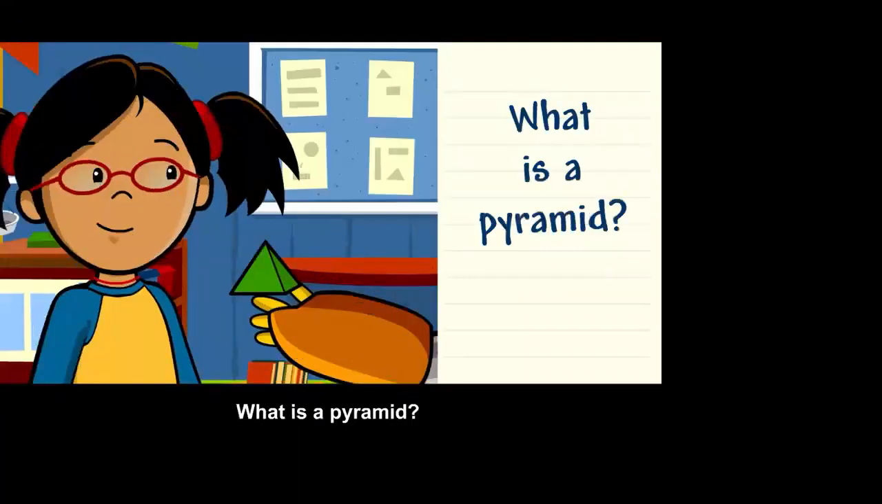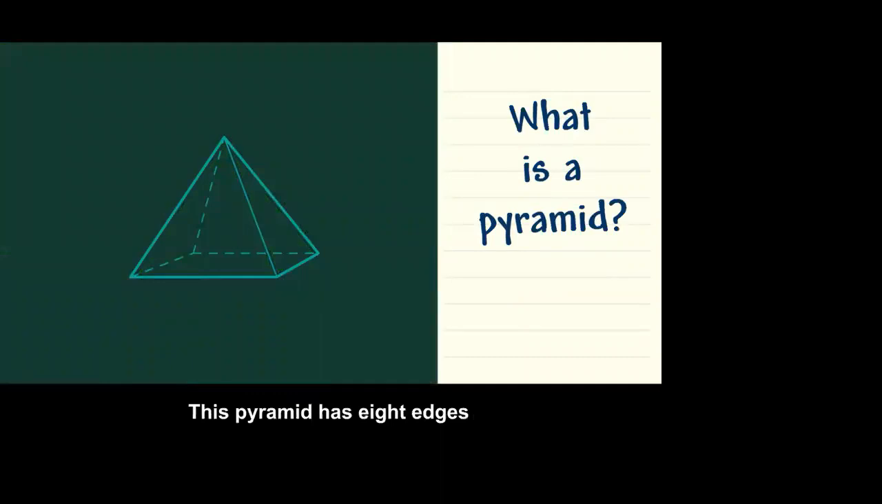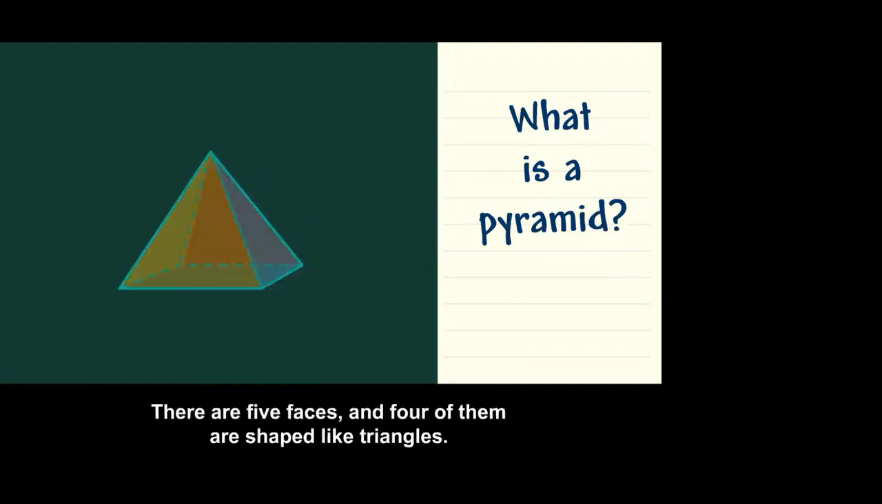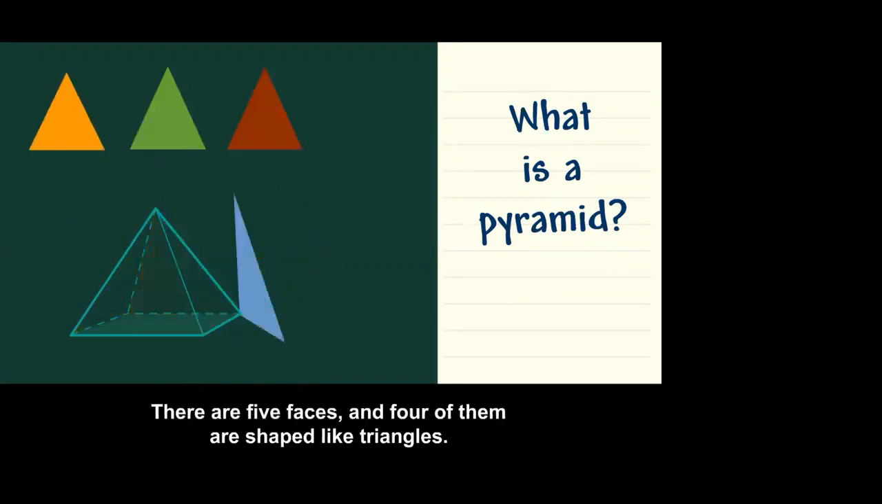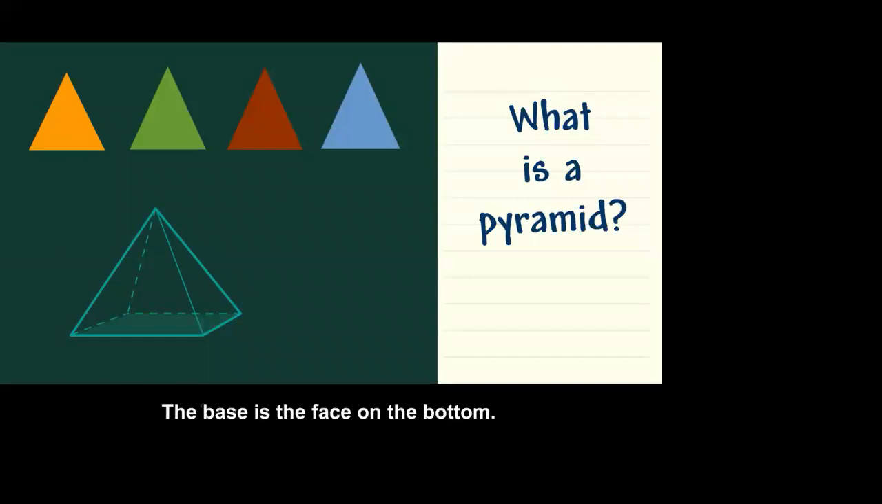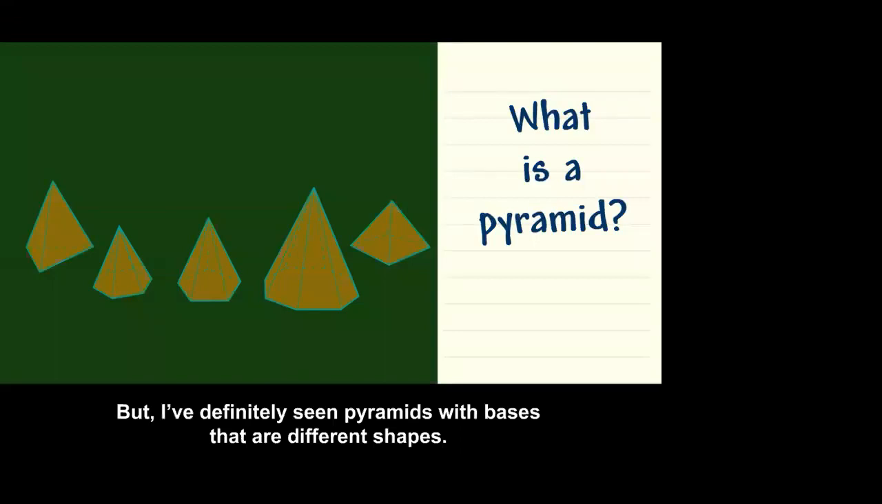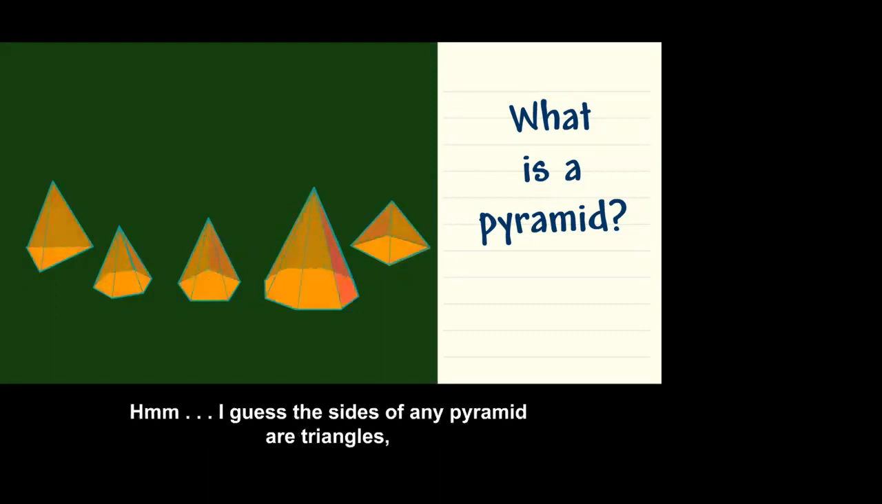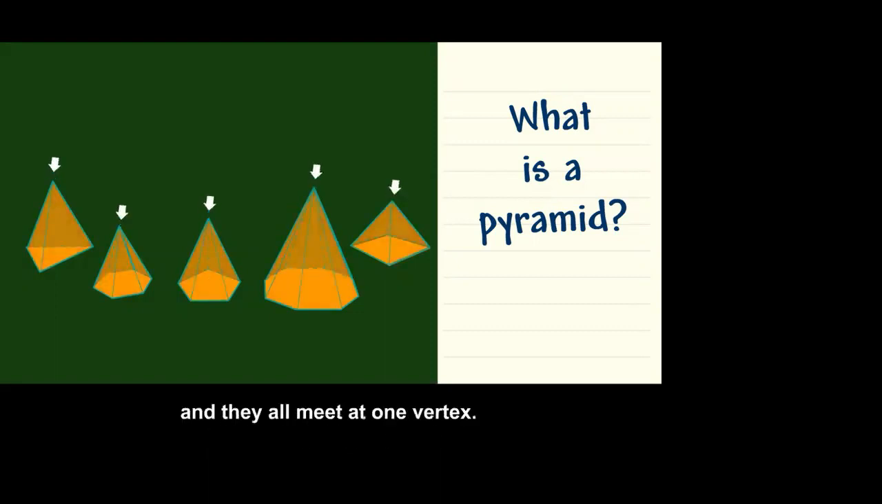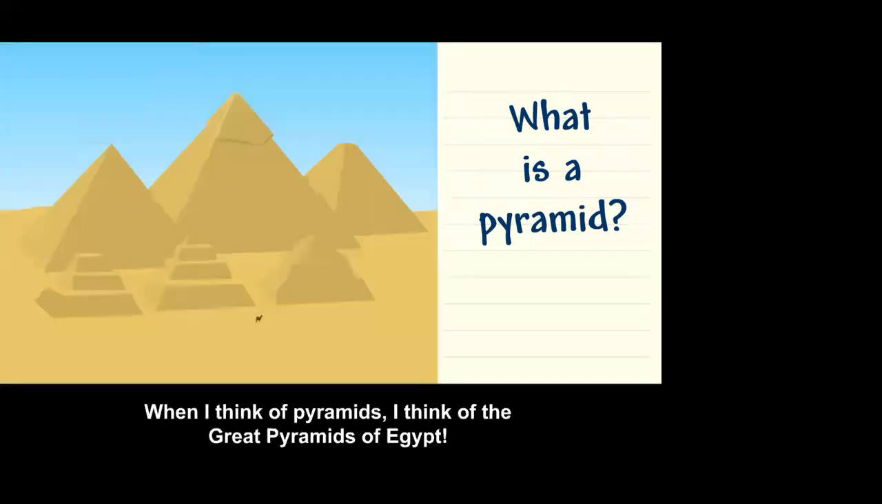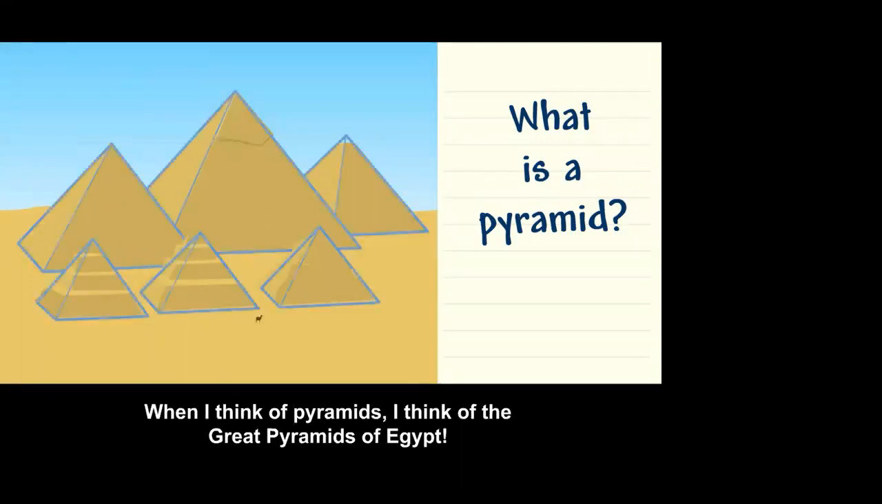What is a pyramid? This pyramid has 8 edges and 5 vertices or corners. There are 5 faces and 4 of them are shaped like triangles. The base is the face on the bottom. The base of this pyramid is square. But I've definitely seen pyramids with bases that are different shapes. I guess the sides of any pyramid are triangles, and they all meet at one vertex. When I think of pyramids, I think of the Great Pyramids of Egypt.